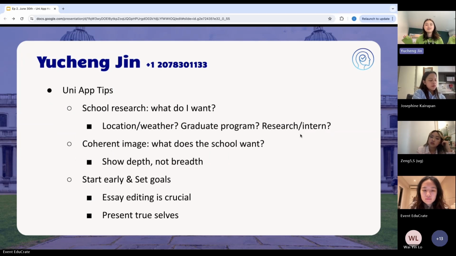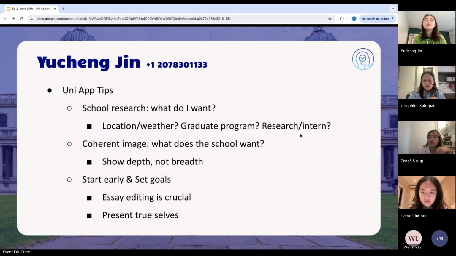Yeah, and some uni app tips. I've gone through quite a few application seasons already, and here are a few tips I have to offer for you. The first thing is to really do good school research and know what you want.